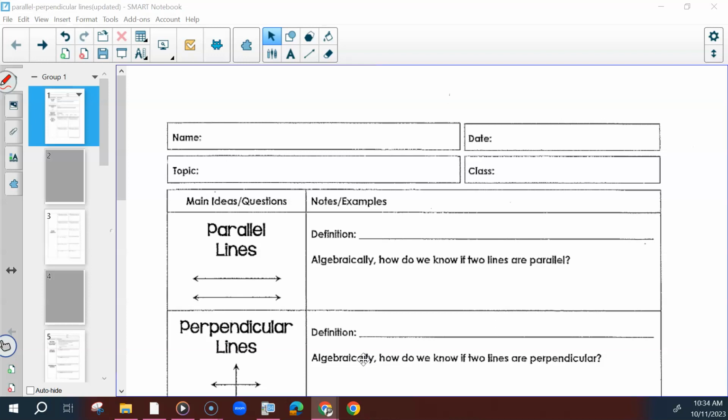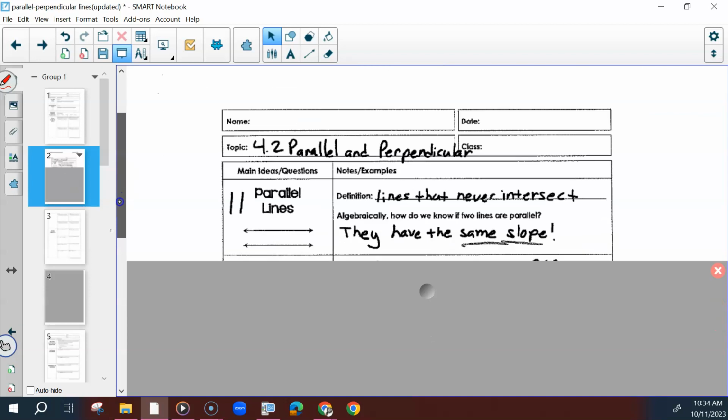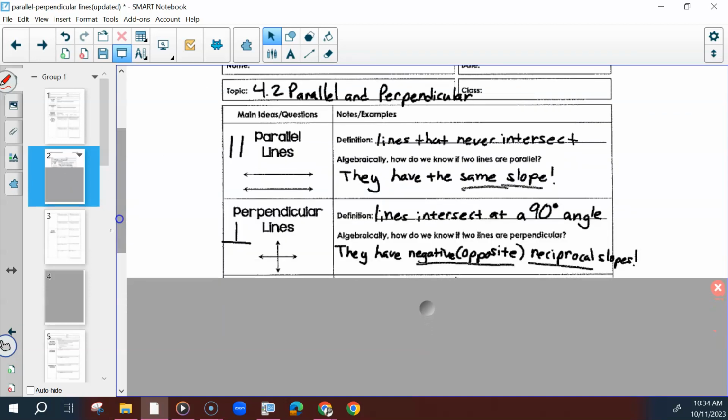So today's lesson is going to be on parallel and perpendicular lines. Some you may remember from geometry/algebra, some you may not. So we're going to talk about definitions and things like that first. I'll let you guys write this stuff down. Okay, I'll read it out loud just in case you can't see it. For parallel lines, the definition is lines that never intersect. So they're never going to touch each other, they're never going to cross.